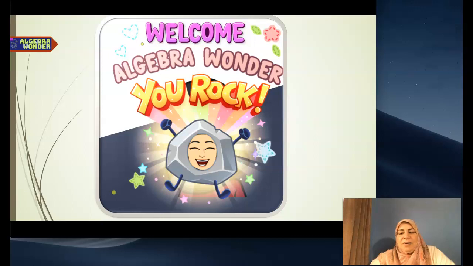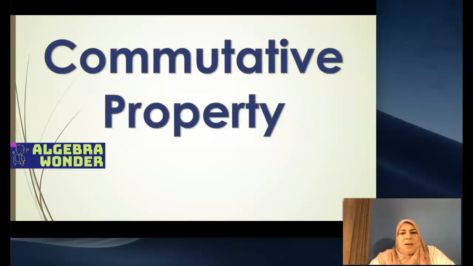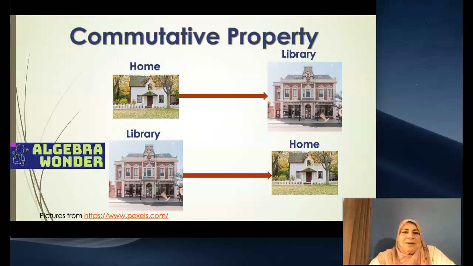Today we will learn about commutative property. So, if you go from home to the library and you go back from the library to home, it's kind of like the same distance. So if we switch the starting point, it still gives us the same. If you switch them, it will be the same distance. This is pretty much what commutative property looks like.